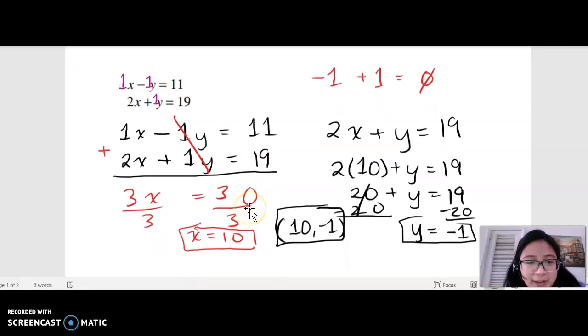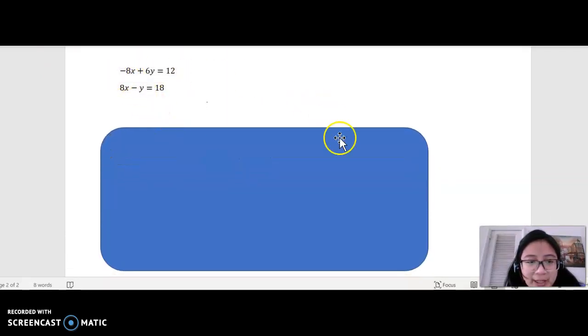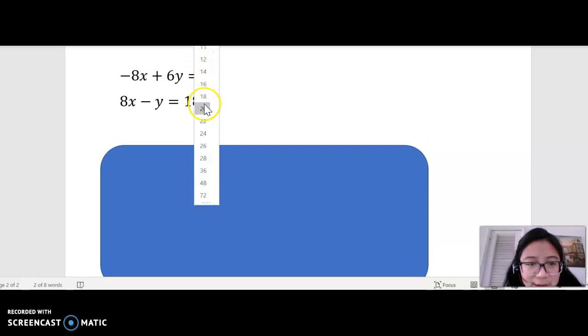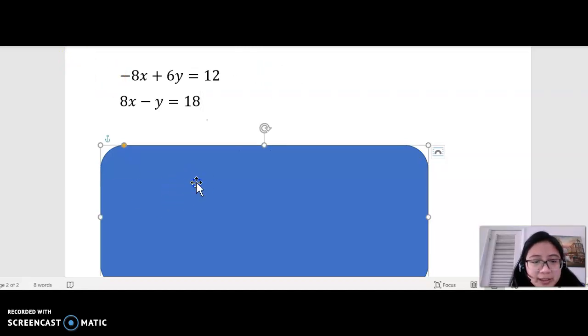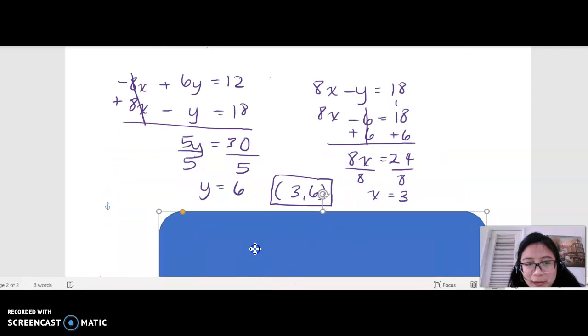Okay, so let's look at a different problem. So I'm going to turn it over to you. We have negative 8x plus 6y is equal to 12. And then you have 8x minus y is equal to 18. I'll just make it a little bigger. So what is a variable we can eliminate here, and how do you know? Okay, so if you were thinking x, yeah, that would be correct. And your full answer would be right over here.